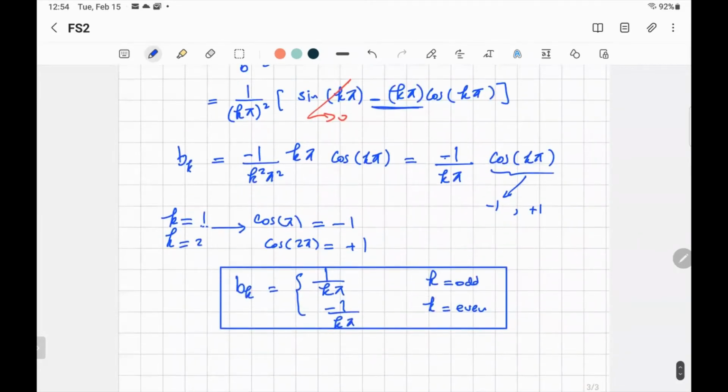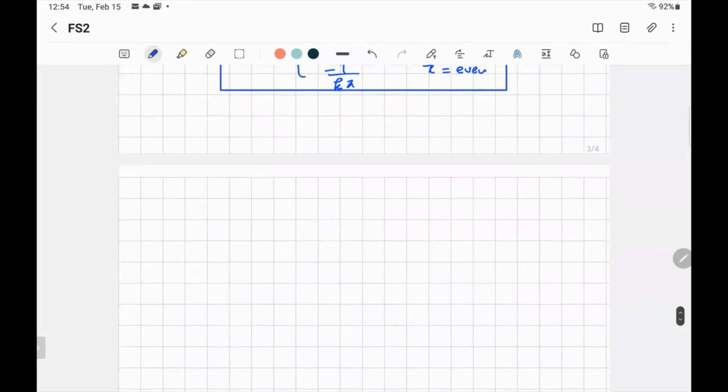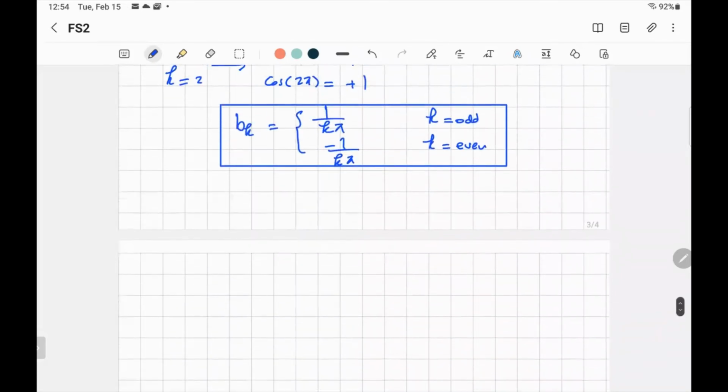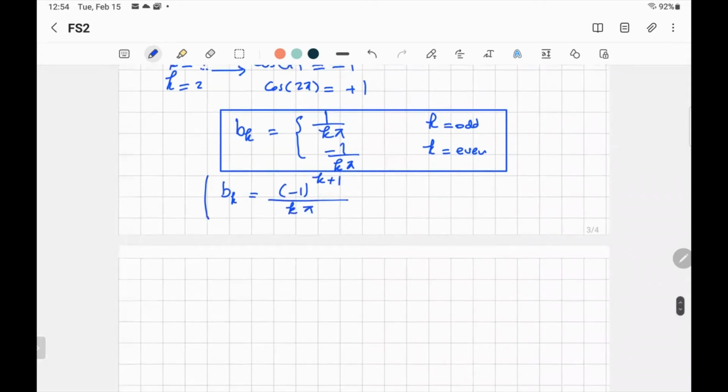Do they do it in a fancy way? Of course. They always like to express it in a closed form, just one expression, and it's also on the sheet. They can write it like this. Let me put it down here: bk is equal to negative 1 to the power k plus 1, divided by k pi. Let's see if it's working.